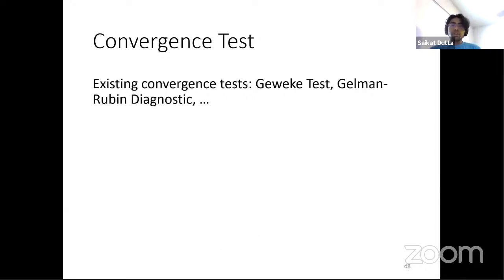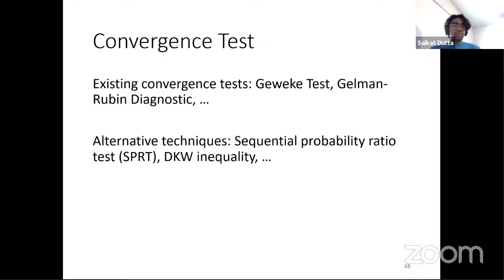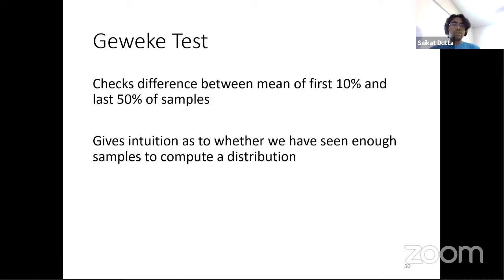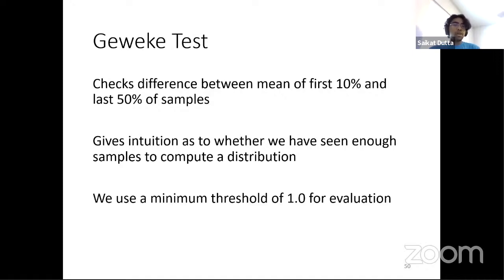We use the convergence test as a heuristic to determine how many samples we want to collect, which is basically a stopping criterion. There are a few other alternatives, like the SPRT test and the Hoeffding inequality. However, the convergence tests are less expensive and can help us target different distributions. Among the convergence tests, we use the Geweke test because it's the simplest variant, and it does not make any assumptions about the independence of the samples collected. The Geweke test intuitively checks how different are different parts of the set of samples. For instance, it will check the difference between the mean of the first 10% and last 50% of samples. And this gives us an intuition as to whether we have seen enough samples to compute a distribution. For evaluation, we use a minimum threshold of 1.0 for the Geweke test.